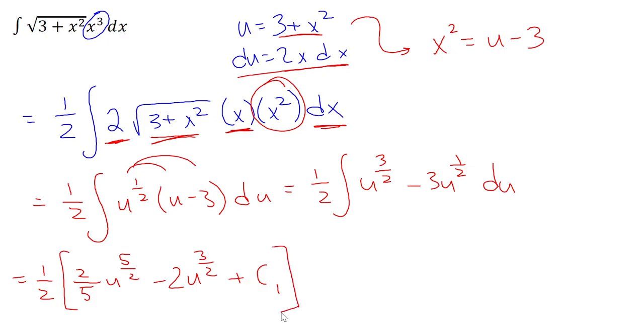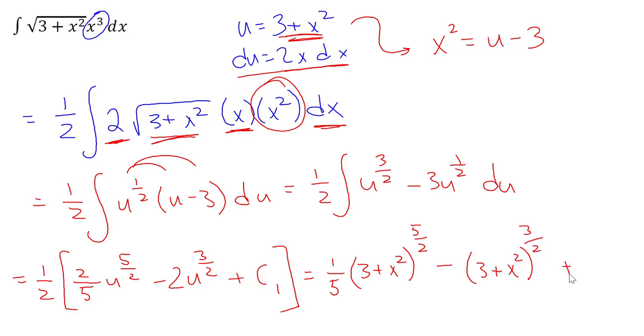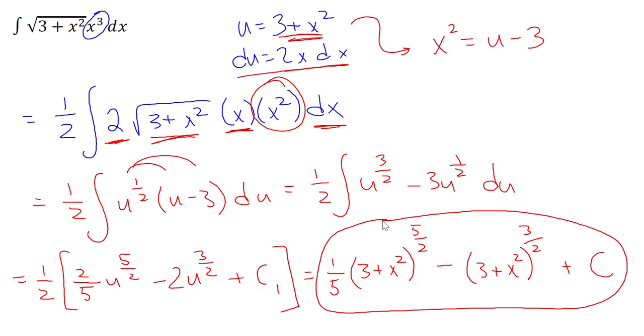Now we'll distribute our 1/2 through, and we'll replace all the u's with 3 plus x squared. So don't go through all this effort and forget to replace the u's. You always have to replace them. So 1/2 of 2/5 is 1/5, and u was 3 plus x squared, so we've got 3 plus x squared to the 5/2. And then 1/2 of 2 is just 1, so we just have minus our u, 3 plus x squared to the 3/2. And of course, don't forget to throw in your plus a constant here at the end, because if you go through all that effort and forget the plus c, you'll probably be pretty annoyed.